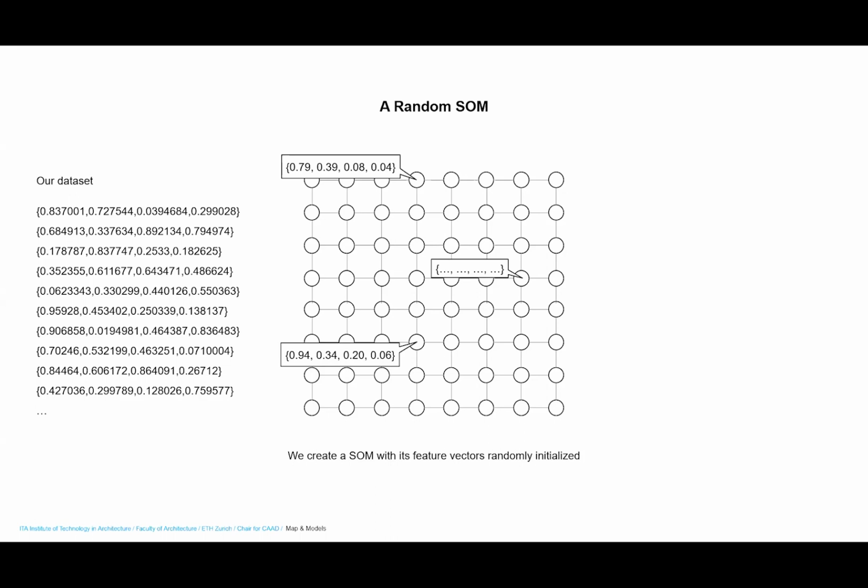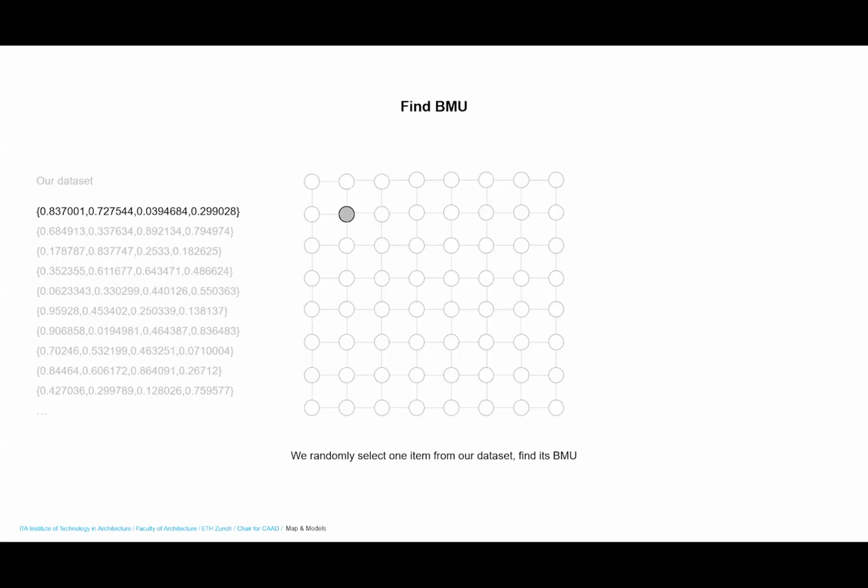So the first step is simply to randomly choose some numbers to create this grid. Then, for each item of our data set, we pick it up and find its best matching unit within the SOM. We calculate the Euclidean distance between this item and all the SOM cells, and then we find the one that has the minimum Euclidean distance. This will be our best matching unit.